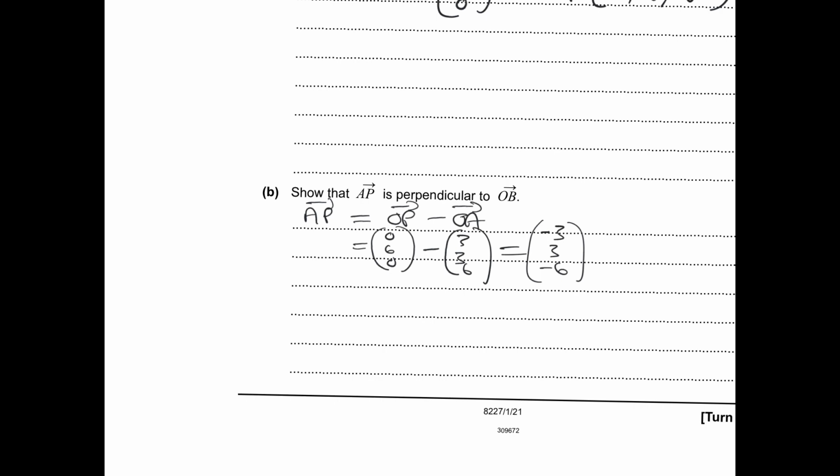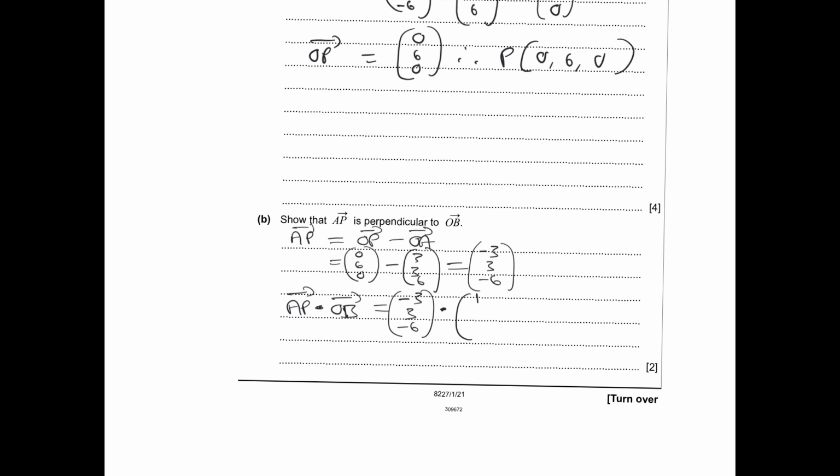Now, the dot product of AP and OB, what do we have? AP, we are saying, is (negative 3, 3, negative 6), multiplied by OB, which is also given: OB is (1, 5, 2). So the dot product of that, what do we have? Negative 3 times 1, we get negative 3.